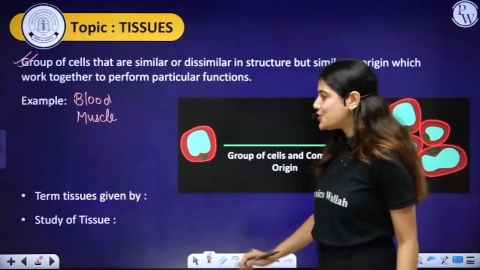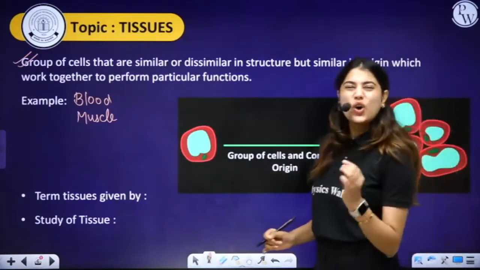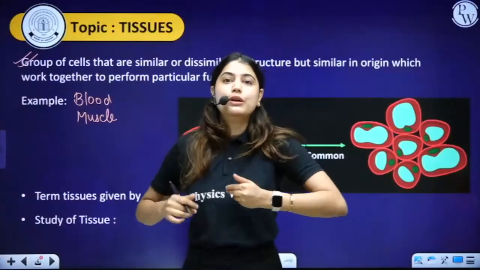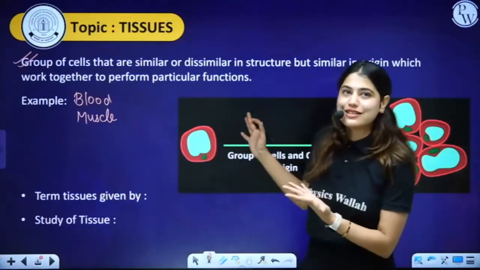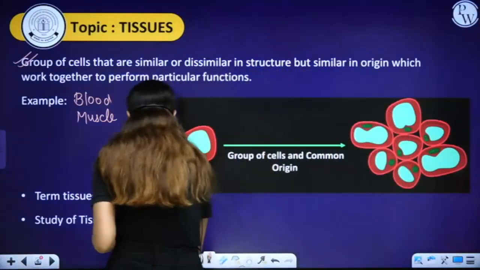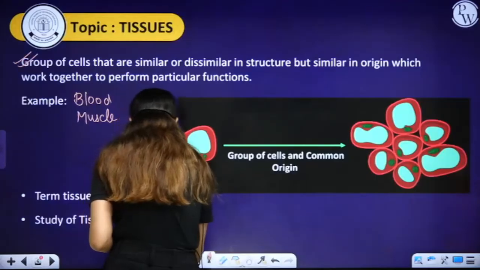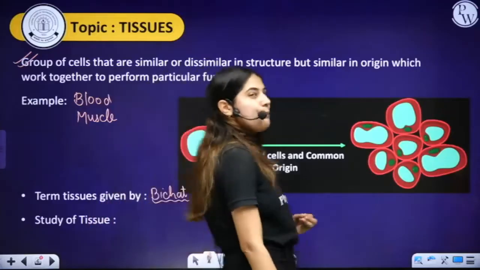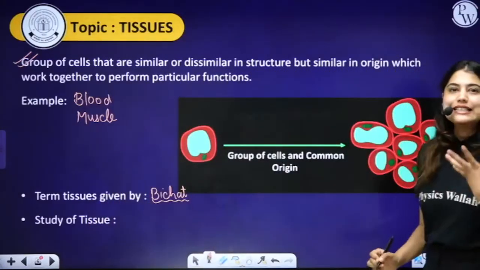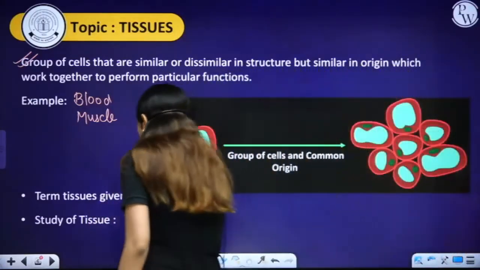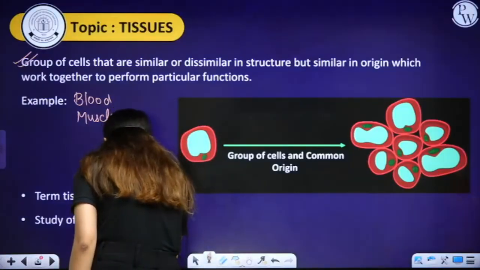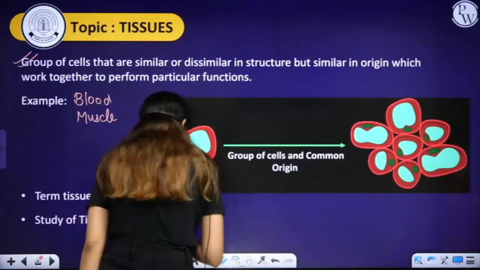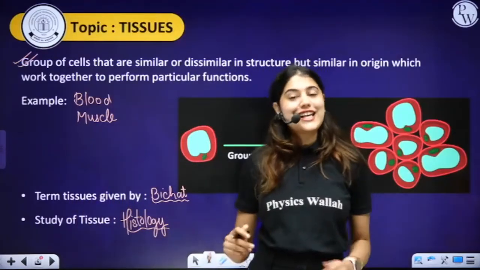That was about tissue. Who gave this term tissue? Right, just my name is Astha and it is given to me by my father. So who gave this term tissue? The term tissue is given by a person called Bichat. Bichat gave the term tissue, and the study of tissue is called, yes, histology. The study of tissue is called histology, just like the study of cell is called cytology.